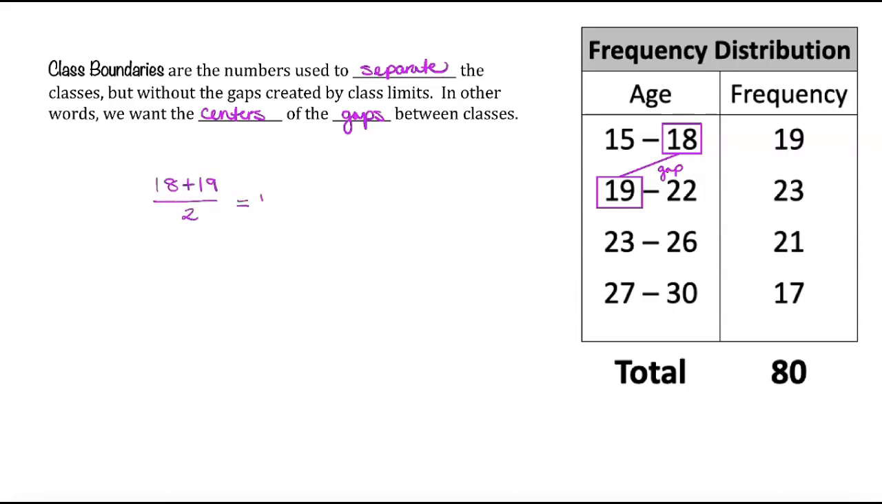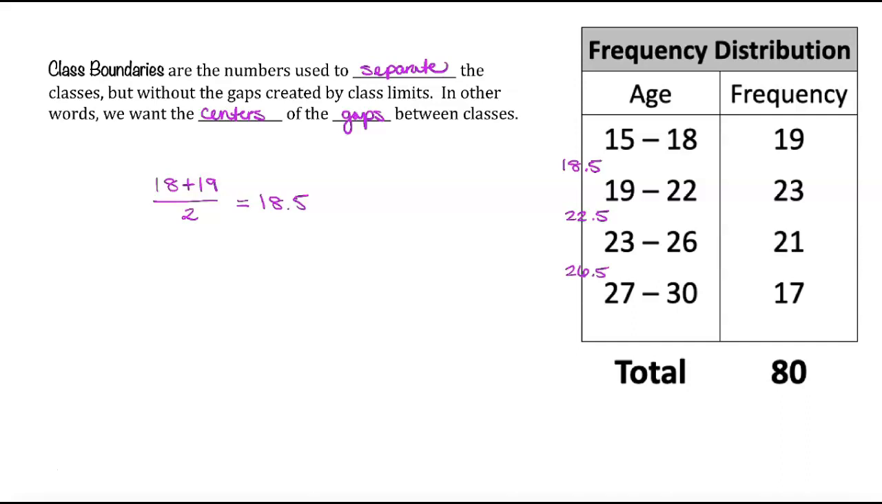So this class boundary is the number 18.5. We can follow the same process to find all class boundaries. Between the first two classes, we found that the class boundary was 18.5. Between the second two, we want the middle between 22 and 23, or 22.5. Between the third and fourth class, we need the center between 26 and 27, or 26.5.